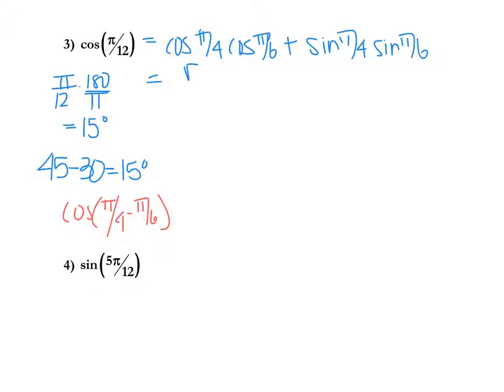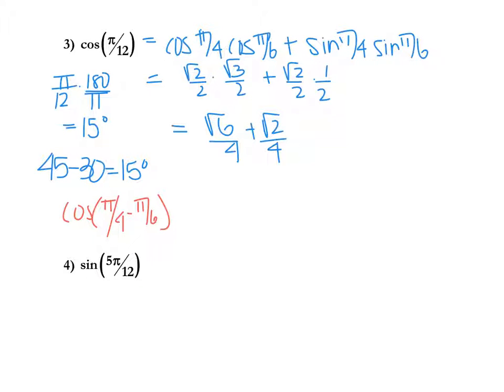So this is going to be root 2 over 2 times root 3 over 2 plus root 2 over 2 times 1/2. So we get root 6 over 4 plus root 2 over 4. Root 6 and root 2 cannot be combined. They're not like terms. So my final answer is root 6 plus root 2 all over 4. Okay. Now it's possible if you used different angles, it might look a little different, but the final answer should be the same.